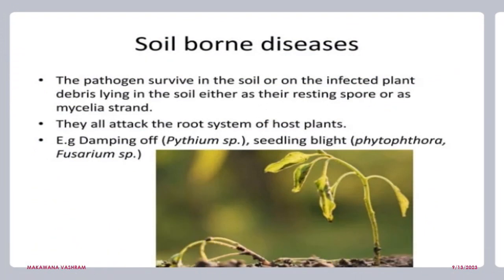Soil-borne disease: the pathogens survive in the soil or on the infected plant debris lying in the soil, either as their resting spores or as mycelial strands. They all attack the root system of host plants. Example: damping off, seedling blight.